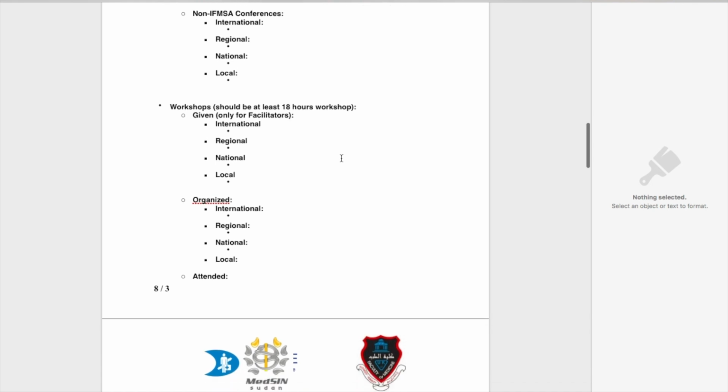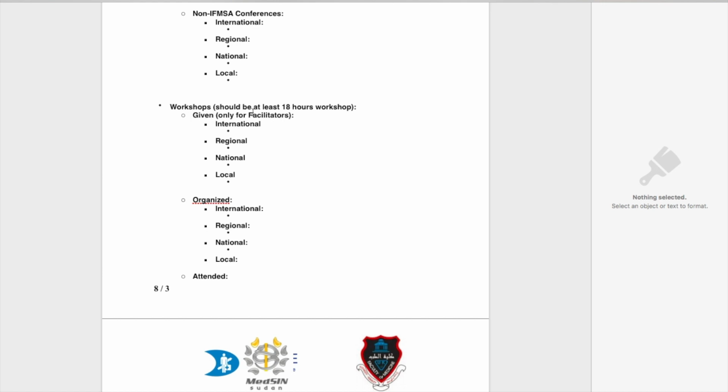Workshops. A workshop must be at least 18 hours long. So if you've attended something and you thought it was a workshop, or it was a workshop but it wasn't 18 hours long, then do not write it here. For you to type in a workshop here in the CV, for the exchange committee, it must be at least 18 hours long. So the first part says given.